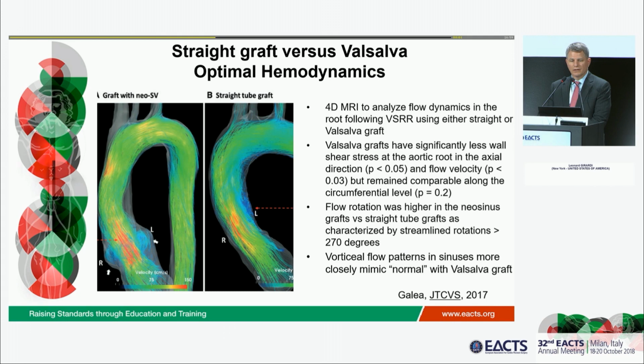that you see down here in the sinuses. Their importance to coronary blood flow remains to be examined in any detail, but certainly this more closely mimics what we see in the native root. So it remains to be seen.